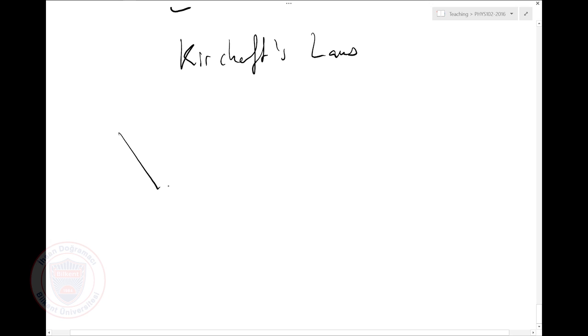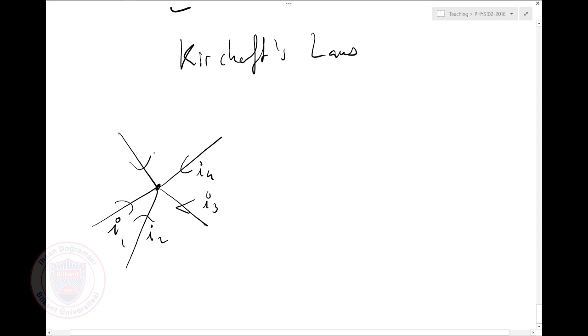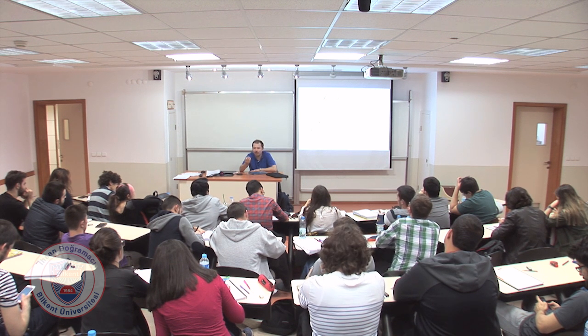The first law was very easy. Whenever I have a node, more than 2 wires meeting at the same point, the total current coming in, I1 plus I2 plus I3, is equal to 0. This was called Kirchhoff's current law, the node law. Why is the total current coming into any node 0? What would happen if it was not 0? Charge would accumulate at that point.